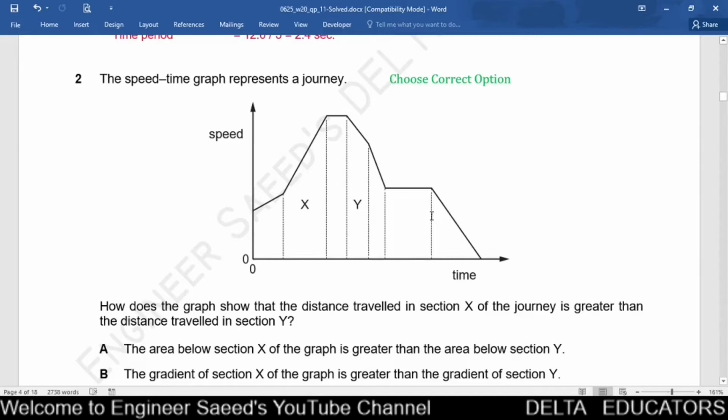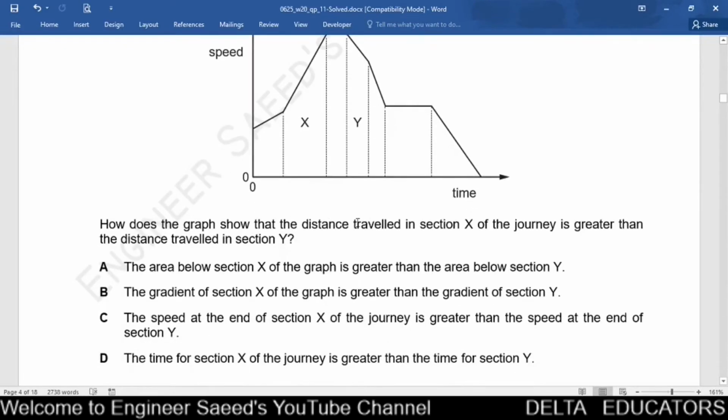And when we plot a graph between time and speed, the area under the curve represents the distance covered. Now if the area under the curve is more, then the distance covered will be more, and if the area under the curve is less, then the distance will be less. From this graph it is clear that the area under the curve for section X is more as compared to the area under the curve in section Y. So the distance covered in section X will be more as compared to distance covered in section Y.